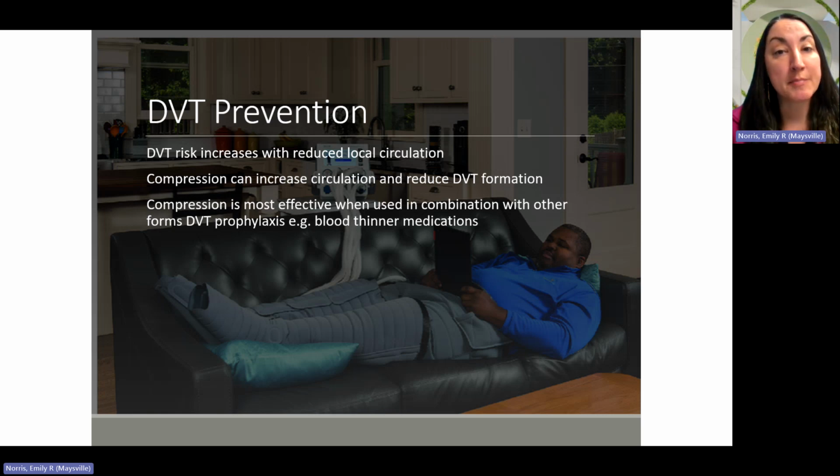After a surgery, when you're laying in bed a lot, you also need to either do some ankle pumps or maybe use one of these pneumatic pressure devices, pressure pumps that squeeze the area for you to increase venous return and keep the blood from pooling in the area. So compression can increase that circulation and reduce your risk of a DVT. It's most effective when it's combined with other forms of prophylaxis like blood thinners, active movement, getting the patient up, walking them around, things like that.